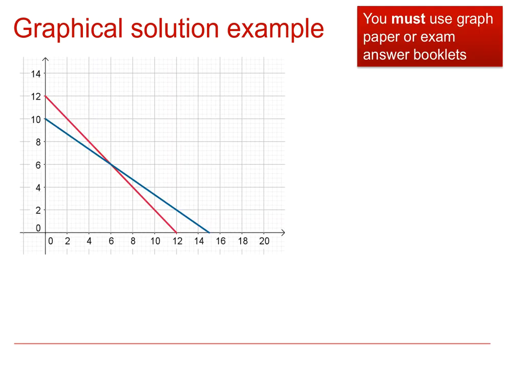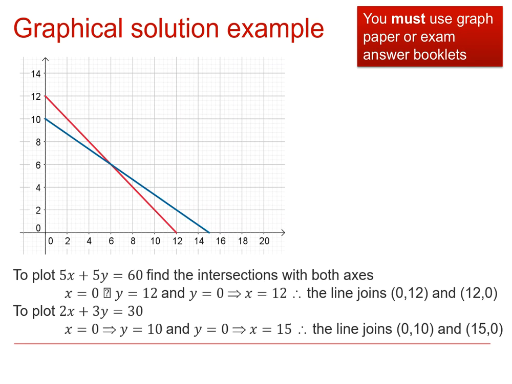Now, in terms of plotting straight lines, it's a fairly straightforward thing to do. It's worth just noticing that the easiest way to plot a straight line when it's given in this form, rather than trying to rearrange it to y equals mx plus c, it's actually much easier if you just think about where it crosses the axes, because if I set x to 0, then I can see that I've just got 5y equals 60 and therefore y equals 12. So that tells me that this line crosses at 0, 12 on the y-axis.